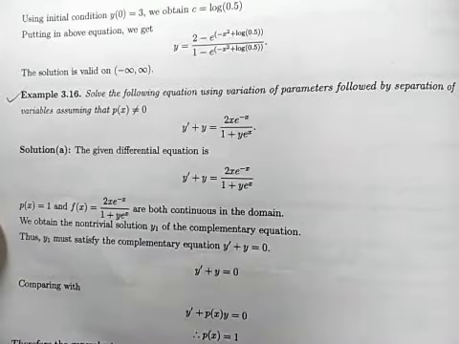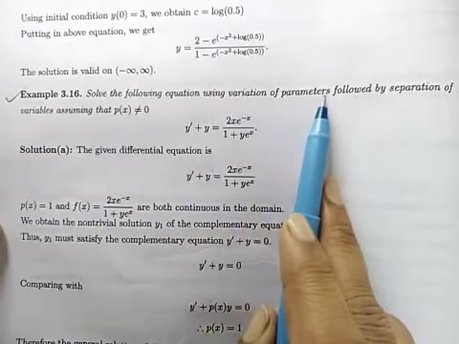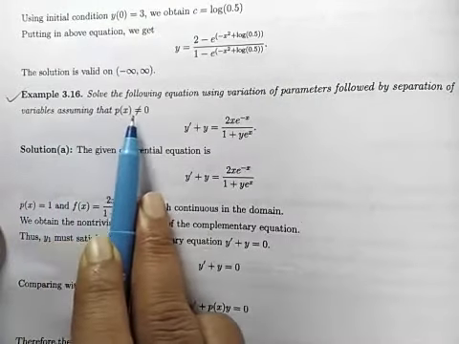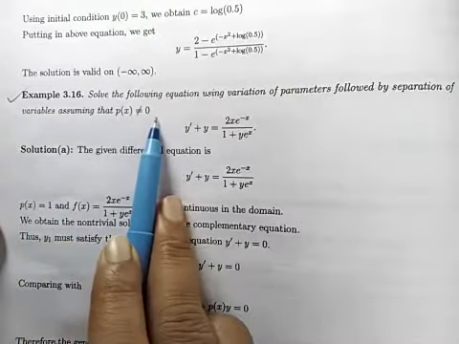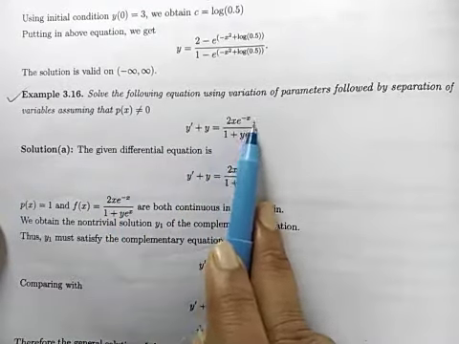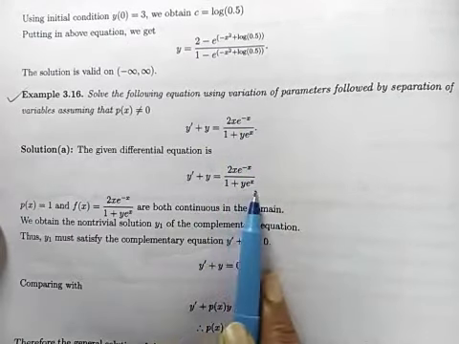Next example is: solve the following equation using variation of parameters followed by separation of variables, assuming p(x) is not equal to 0. So this is the given equation: y' + y = 2x e^(-x)/(1 + y e^x).